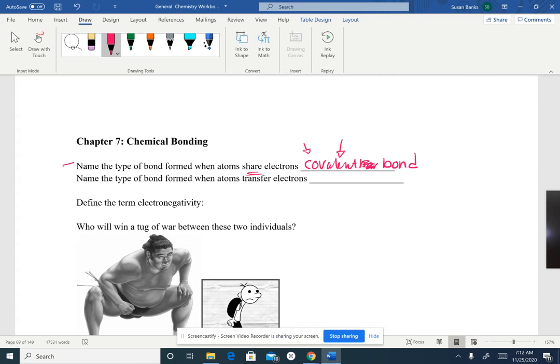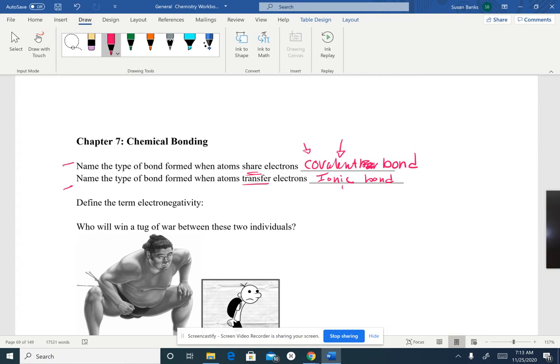All right, let's name the type of bond that is formed when atoms transfer electrons. If I transfer electrons from one atom to another, I make an ionic bond. Because if I transfer electrons, that means one atom has more electrons than it should, and the other has fewer electrons than it should when it's neutral. So we make ions.